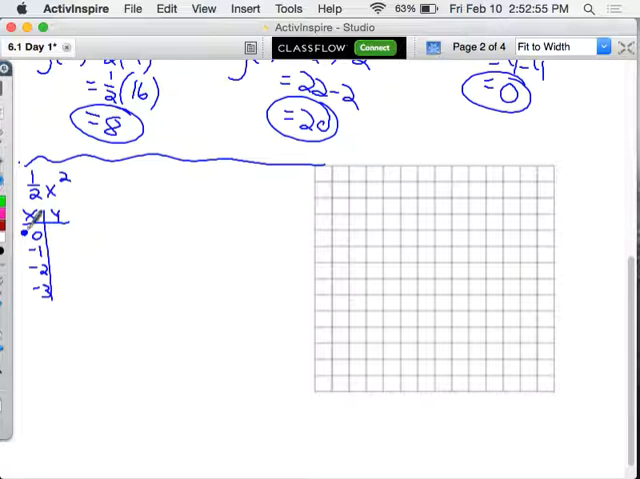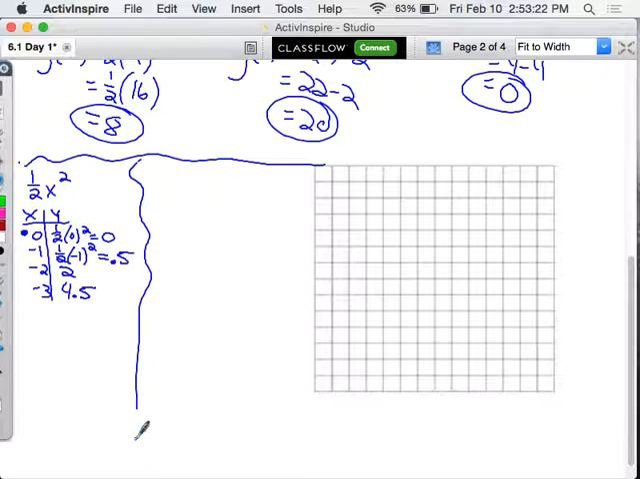Plugging in 0, we have 1/2 times 0 squared, which is 0. When we plug in -1, 1/2 times -1 squared; -1 squared is 1, times 1/2 is 0.5. And so on. When we plug in -2, we get 2. When we plug in -3, we get 4.5. All right, that's our first equation.